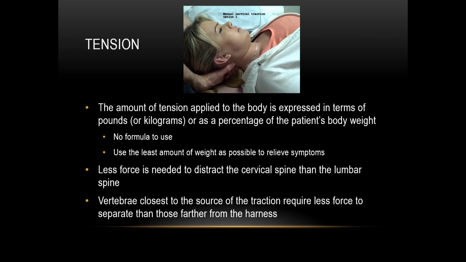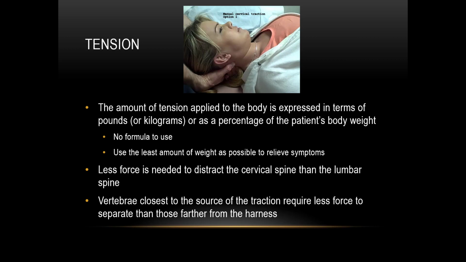To distract the vertebrae, the force applied must be sufficient enough to overcome the sum of the resistance of the weight of the body part being treated, the tension of the surrounding soft tissues, the force of the friction between the patient and the table, and the force of gravity. The amount of tension applied to the body is expressed in terms of pounds or kilograms, or as a percentage of the patient's body weight.